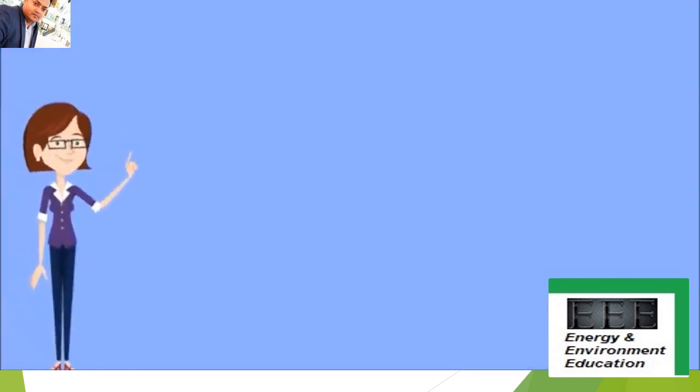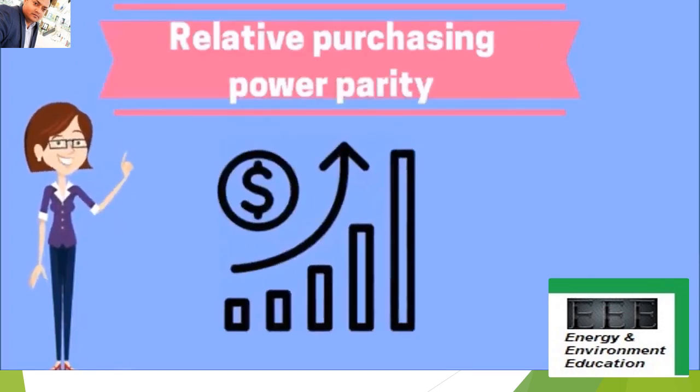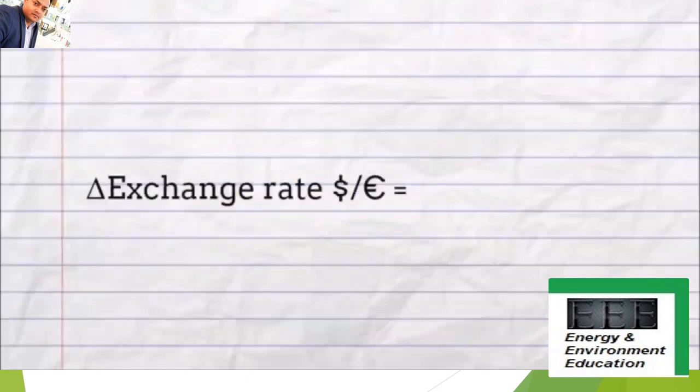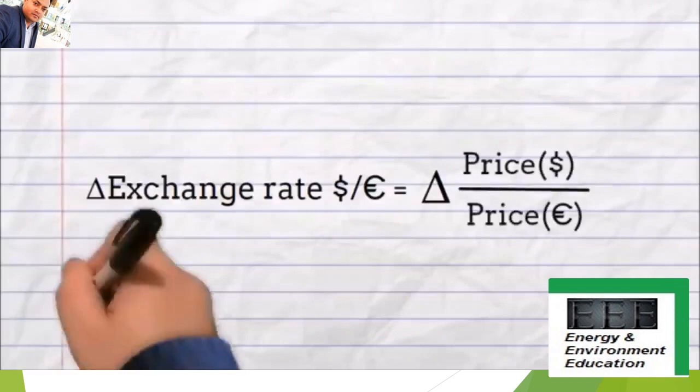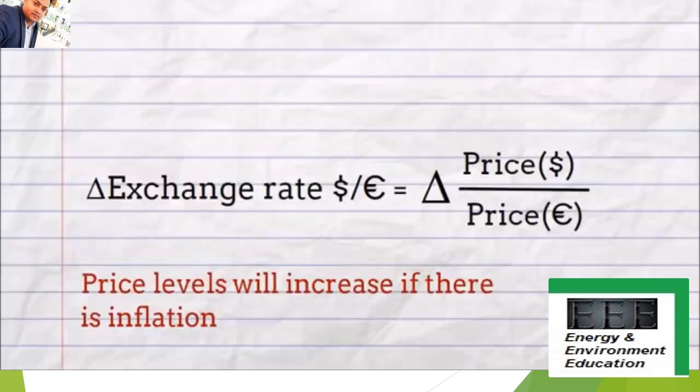Since absolute purchasing power parity does not reflect reality, we now move on to relative purchasing power parity. Relative PPP takes inflation into account. It does so by considering the relationship between the changes of the exchange rate and the changes of the price ratio. Note that the price levels will increase if there is inflation. Therefore, the exchange rate is determined by the difference in the national price levels between the two countries. Let's take an example.